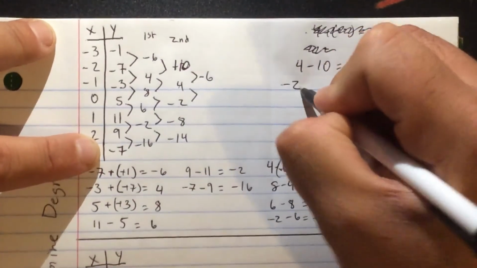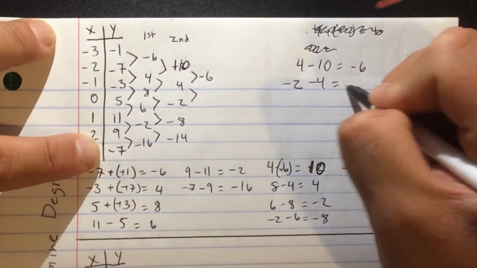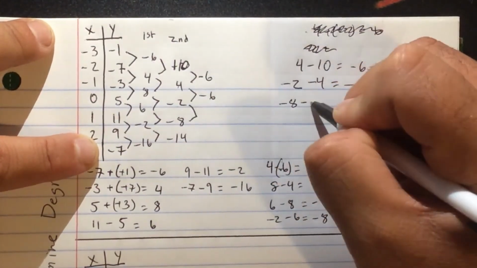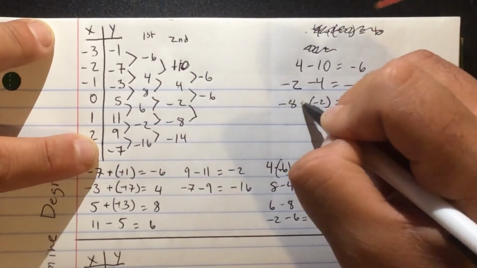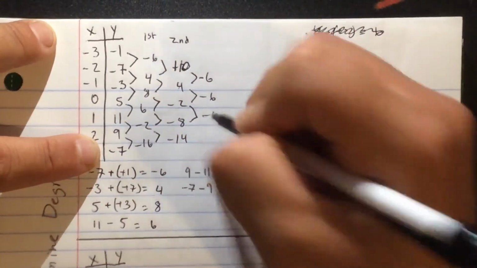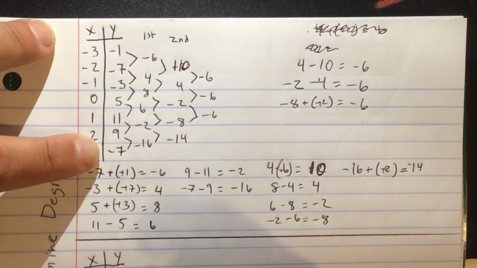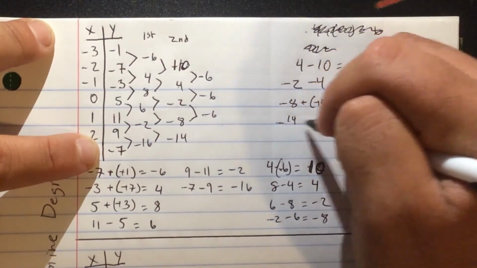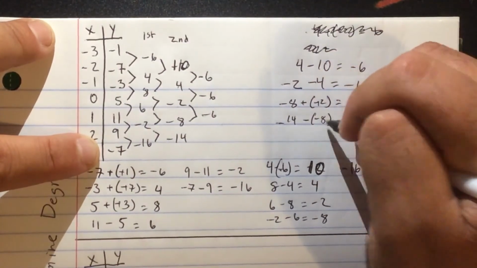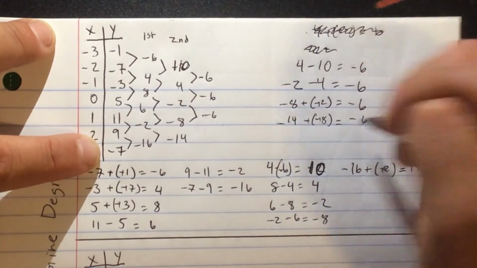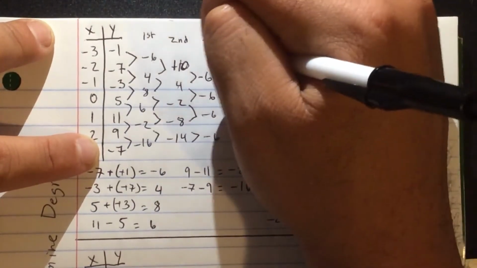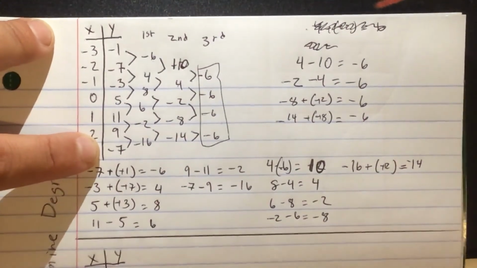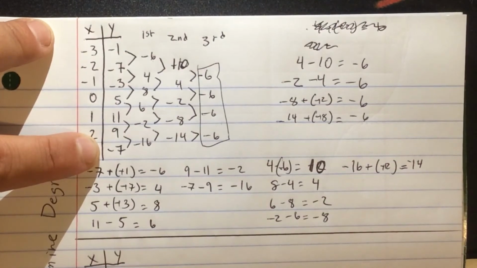Then we have our -2 minus 4, which gives us a -6. We have a negative 8 minus a negative 2, which gives us a negative 6. And the next one would be a negative 14 minus a negative 8, which gives us a negative 6. And this is our third difference. But if you notice here, these are actually the same. So that means this polynomial is going to be of degree 3.